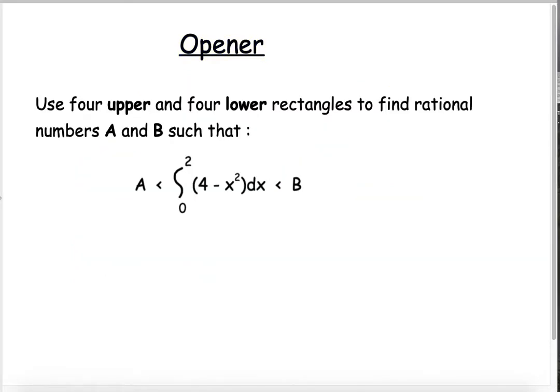Here's the real opener. I'd like you to use 4 upper and 4 lower rectangles to find rational numbers a and b such that the integral from 0 to 2 of 4 minus x squared dx is between a and b. So in other words, we want to approximate this integral. One of them is going to give me a lower value than the actual answer, and one is going to give me a greater answer than the actual answer.